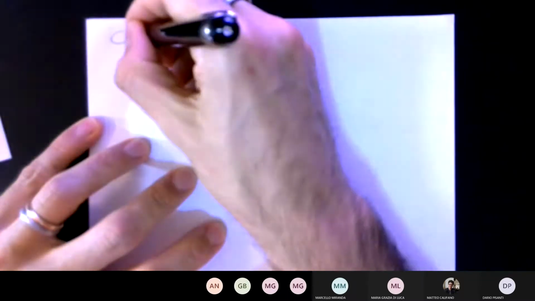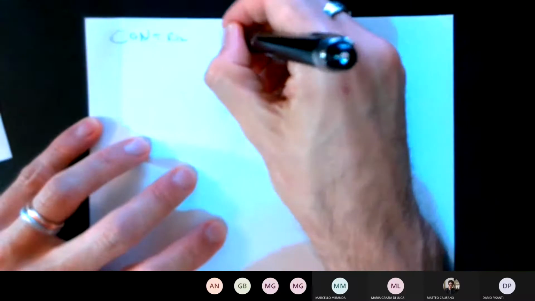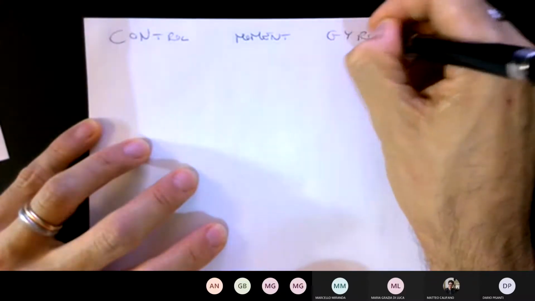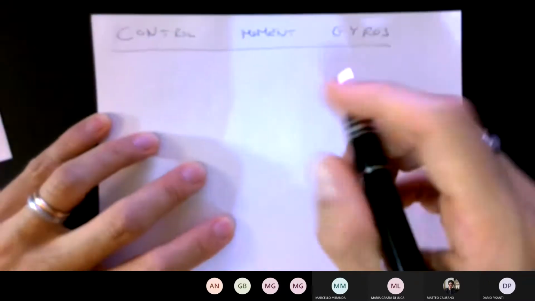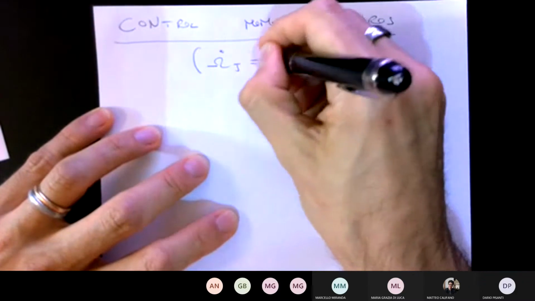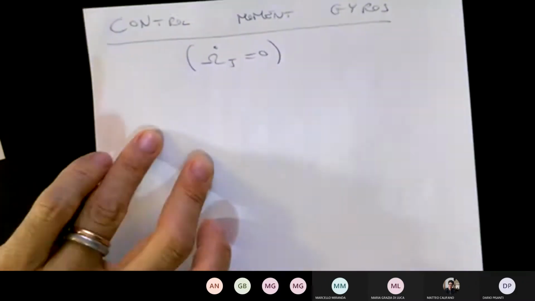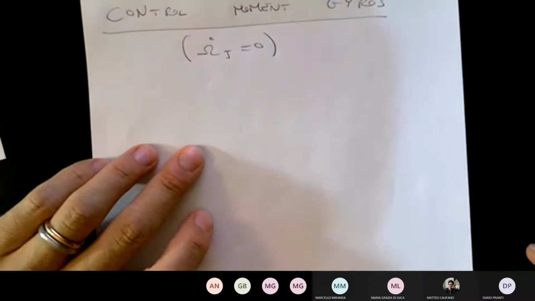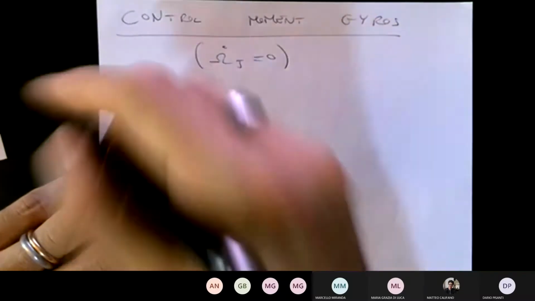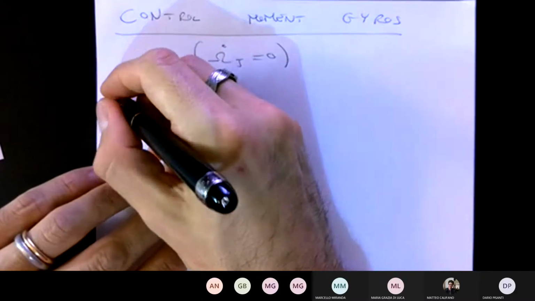Then the second one, which is also very much used in practice for agile spacecraft, it's the CMGs, or control moment gyros. In this case, we actually don't allow the wheel to spin up or down. The gimbal is moving, but the wheel cannot change its RPM about the S-axis. So I'm going to rewrite the expression here. Maybe, yeah, let's do it.